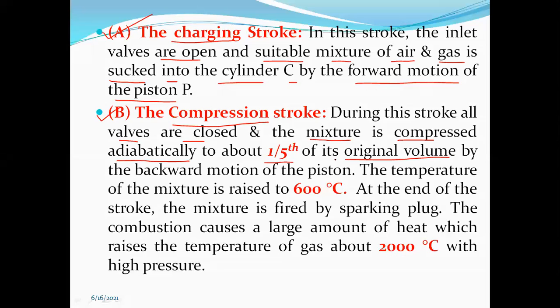Suppose 100 ml volume of mixture is there in the first stroke, that is the charging stroke, and in the second stroke, the compression stroke, it is compressed to 20 ml. So this is 1/5 of its original volume by the backward motion of the piston, and due to compression, the temperature of the mixture is raised to 600 degrees Celsius.